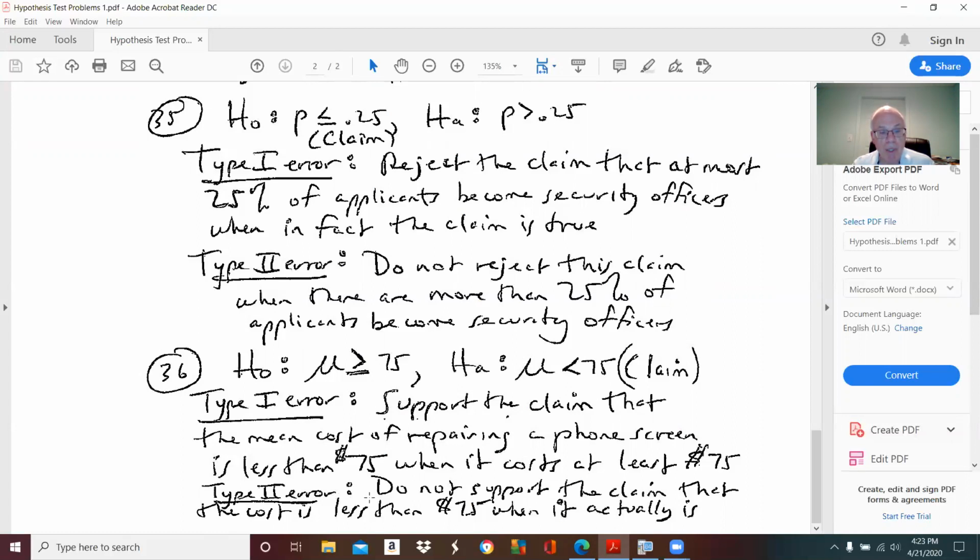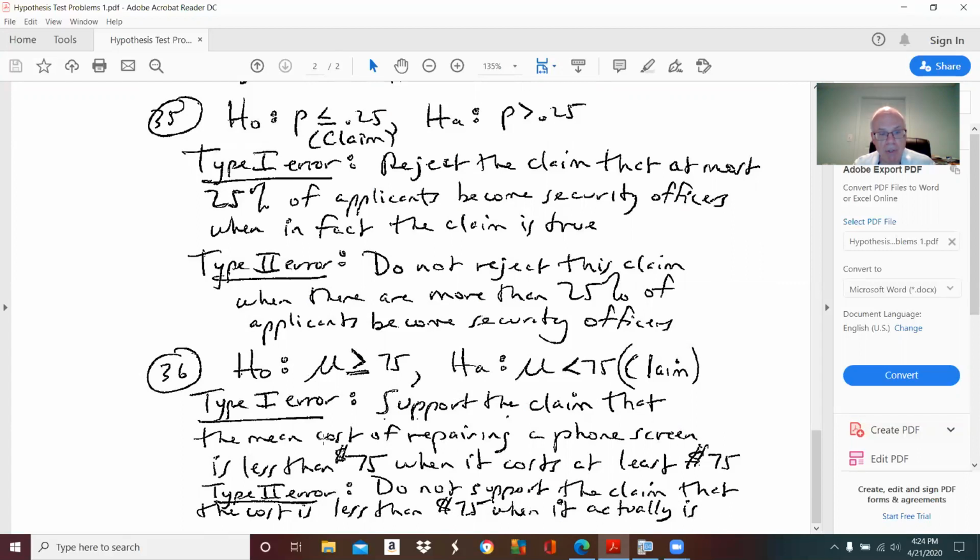The type 2 error would be not rejecting the null when the alternative, when the claim, is actually true. So type 2 error will be do not support the claim. In other words, we're not going to reject the null. We're not going to support the claim that the cost is less than 75 when it actually is less than 75. That's a type 2 error.